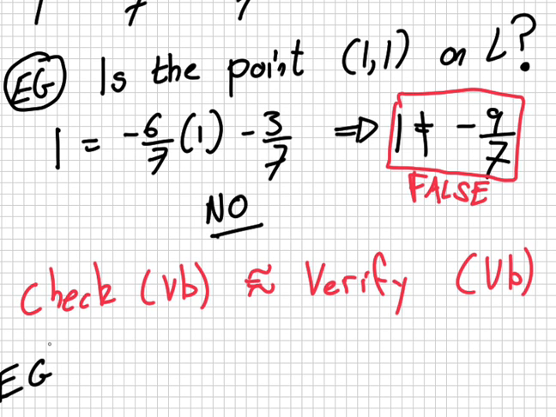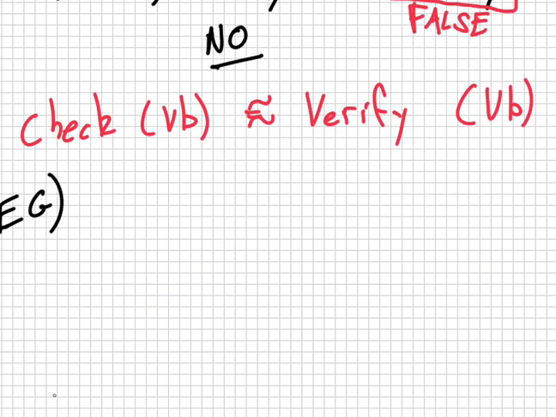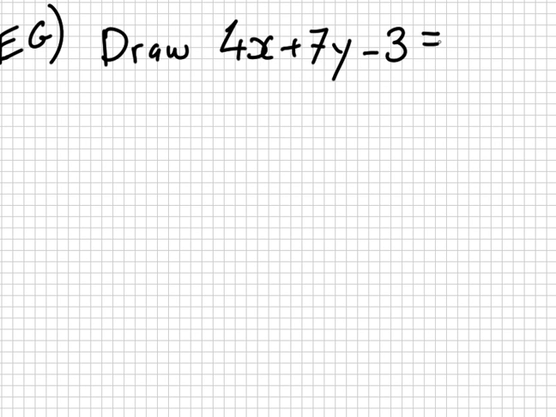Okay. So now we're going to do our first example of how to draw a line if we're given the equation of the line. So I'll do 2 of these actually. Can I go down now? Okay. So our first example, 5a. We want to draw 4x plus 7y minus 3 equal to 0.